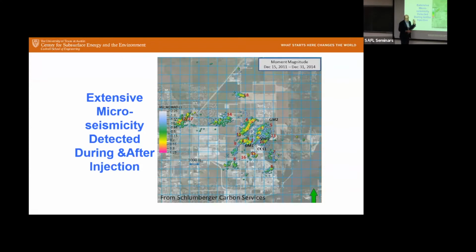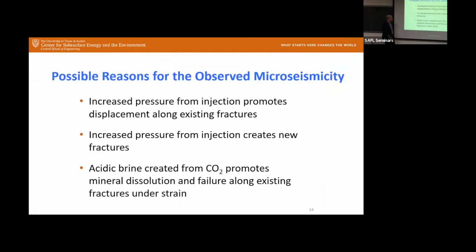And so the DOE was really interested in what is causing this microseismicity. And is it going to get worse, or could it be worse at other sites? So when we thought about the possible reasons for this observed microseismicity, we thought, well, it could be from increased pressure from the injection, and that promotes displacement along existing fractures. And that is moving out radially from the well, not uniformly, but along these preferential flow paths. The other thought was we're actually creating new fractures. And just based on the geomechanics, the geomechanics folks didn't think that was likely.